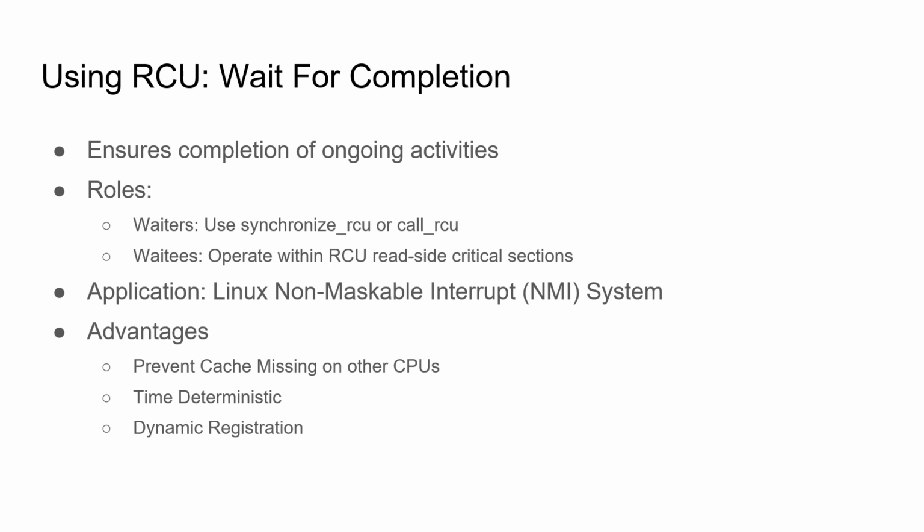Waiters use functions like synchronize_rcu for synchronous waiting or call_rcu for asynchronous waiting. A practical example of this pattern is found in the Linux NMI system. Here RCU is utilized to safely unregister an NMI handler. The benefits of using RCU in this context are: it ensures high performance by avoiding cache misses on the other CPUs, also provides deterministic execution times for entering and exiting critical sections, and enables dynamic handling of NMI handlers without the deadlock risk associated with traditional locking mechanisms.